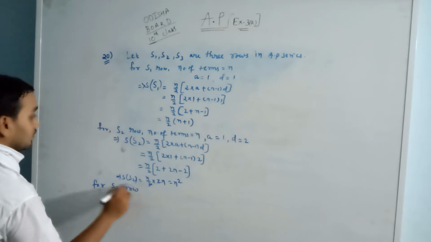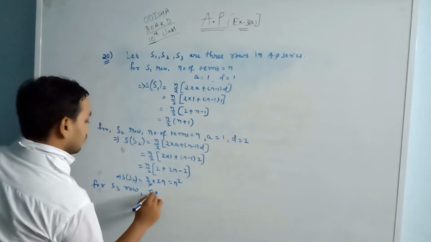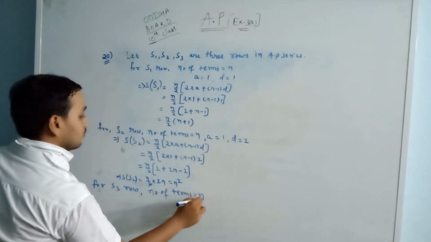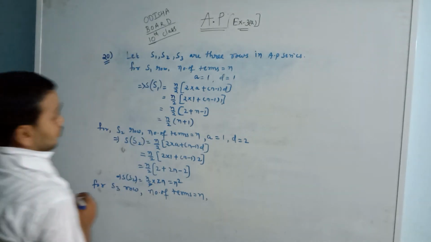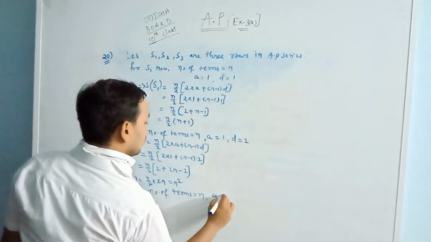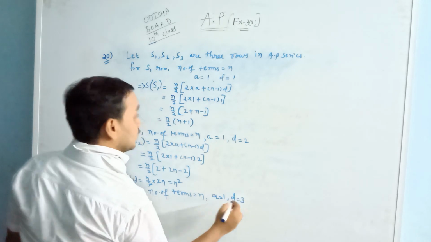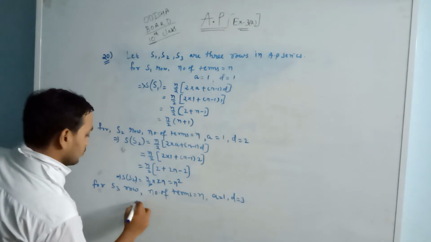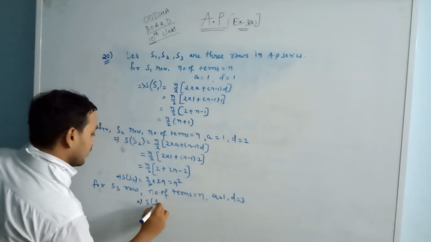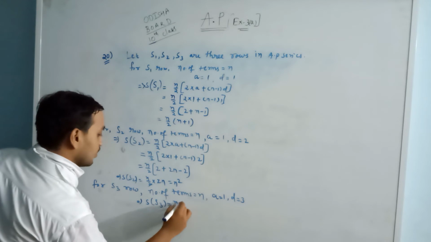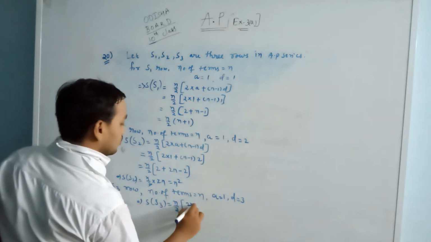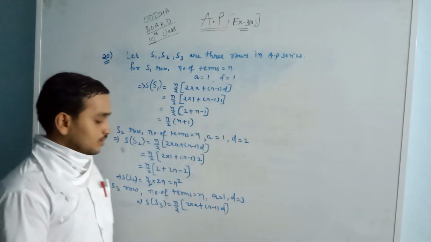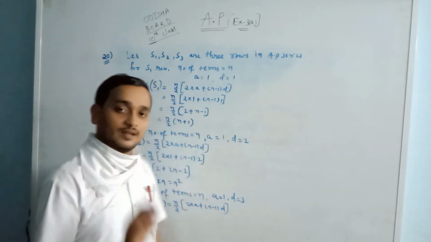Again for the S3 row, the number of terms is equal to n. A is equal to 1 and D is equal to 3, because S1 is 1, S2 is 2, S3 is 3, the common difference. So the sum of S3 is equal to how much? n by 2 into 2A plus n minus 1 into D. The formula is the same, only the difference D changes.